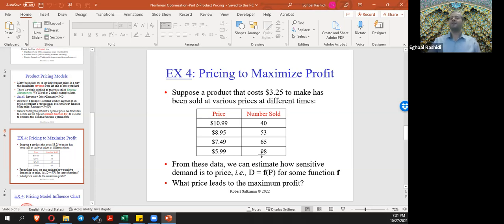So from these data, we can estimate how sensitive demand is to price, and what we are looking for is what the price should be. These are just 4 values here, but we want to see what is the optimal pricing so that our profit is maximized, knowing that the profit, which is a function of revenue and cost, is a function of price and the demand, and also the demand is a function of price. So knowing that, we want to find the best pricing.